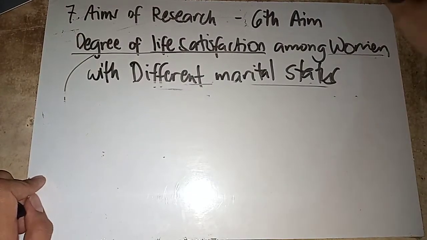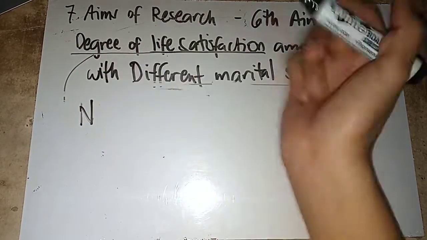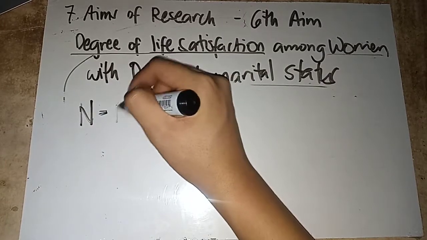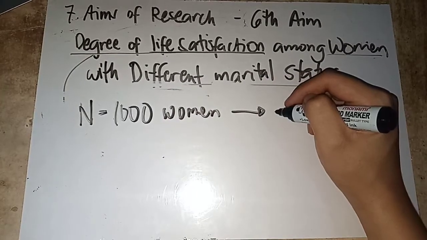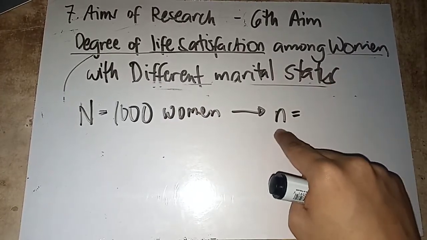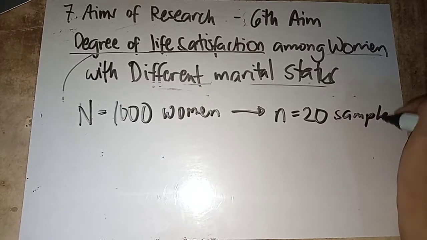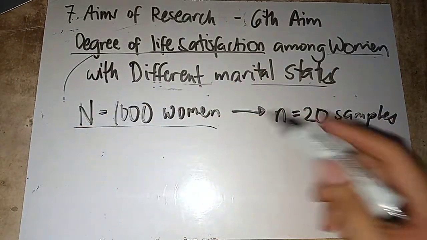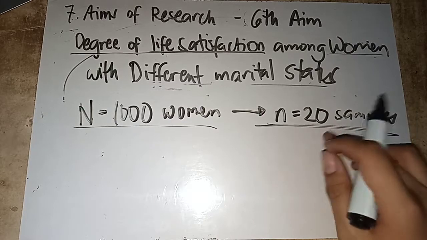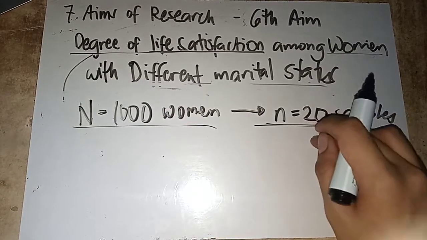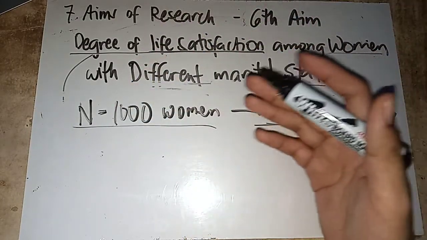Okay. So, let's say from a population, population symbol is N, big letter N. From a population of 1,000 women, you only selected a sample represented by small letter n, take note, sample of 20 women. So, from a population of 1,000 women, you only got 20 samples to experiment on. Then, you ask these 20 women to answer the survey. So, after answering the survey, the average results went out like this.